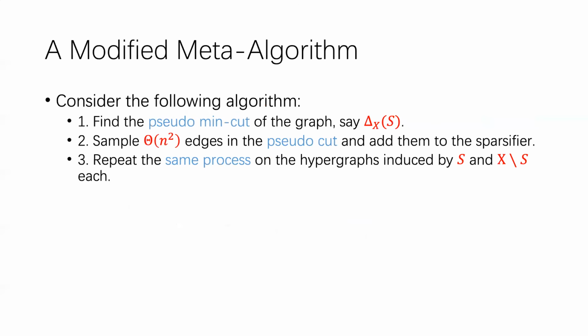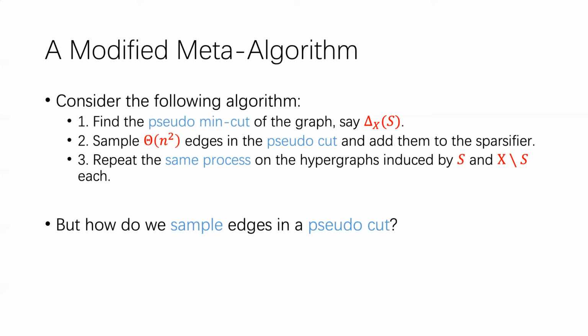So we modify the meta-algorithm as follows. In the first step, we find the pseudo-minimum cut of the graph instead of the real minimum cut, which is delta XS. And then in the second step, we will sample about n squared edges in the pseudo-cut and add them to the sparsifier. And then we repeat the same process on the hypergraphs induced by S and X minus S. And as we saw earlier, we can use cut size queries to simulate the first step since the pseudo cut size is also a submodular function.